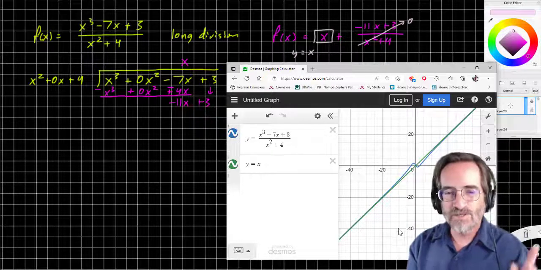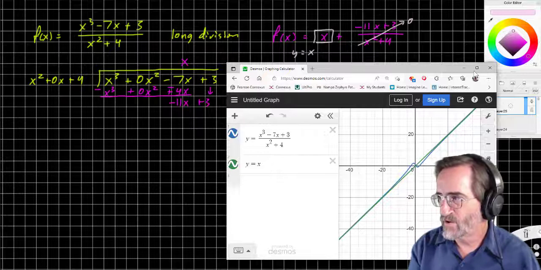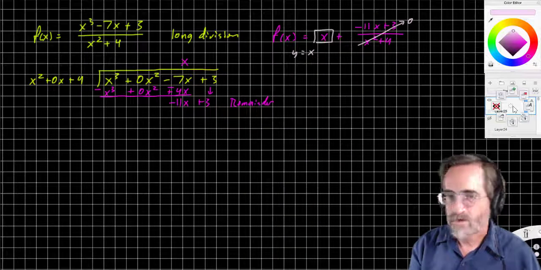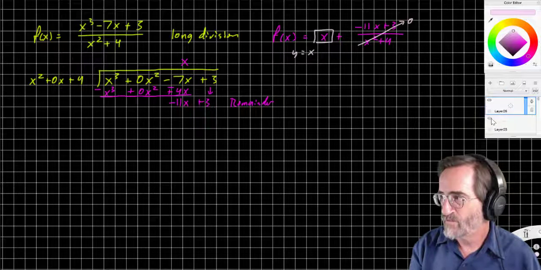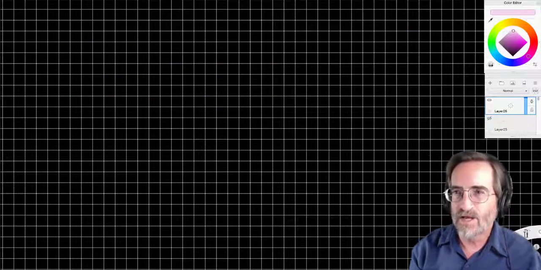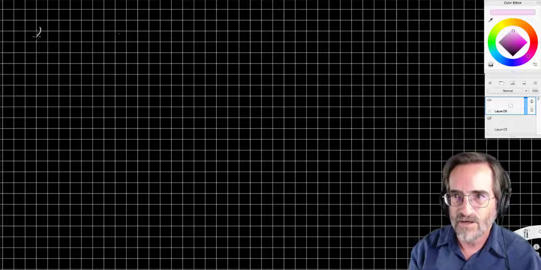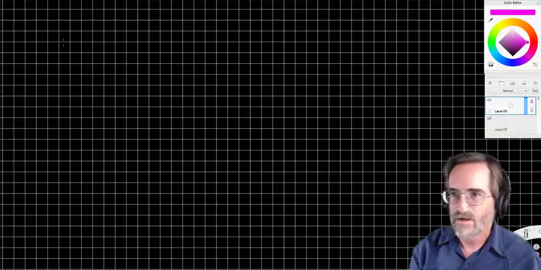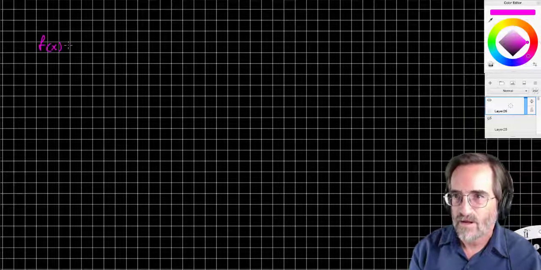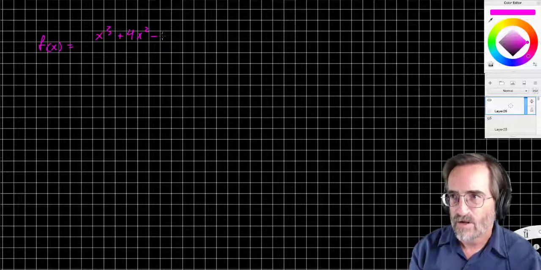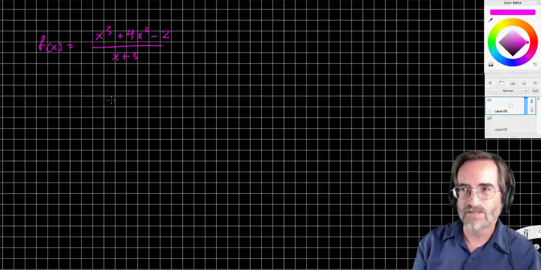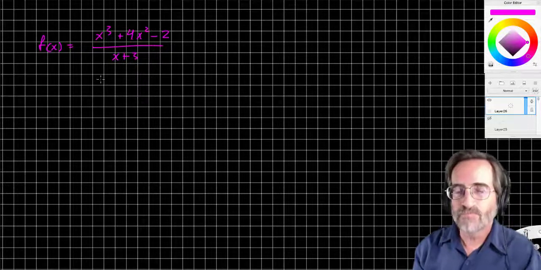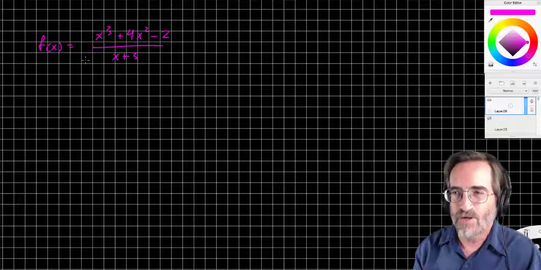Okay, let's do one more, because that one turned out kind of trivial. Let's do one more, if you can bear with me here a little bit. Let's say we have f of x equals x cubed plus 4x squared minus 2 over x plus 3. And hopefully it's not a factor of the original. I don't think it is.